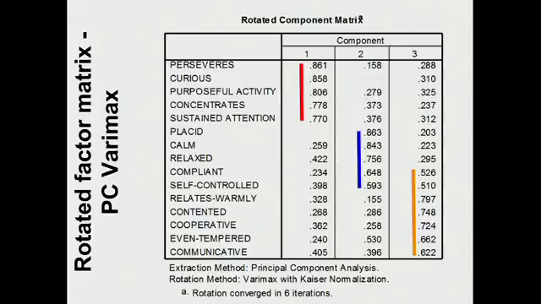So here's the factor loading matrix for the classroom behaviour data. This was a PC, principal components, and it's Varimax, which means it's an orthogonal rotation, so we're looking for independent or uncorrelated factors.